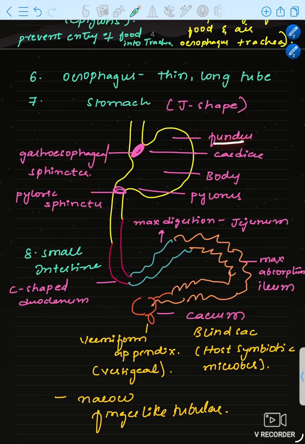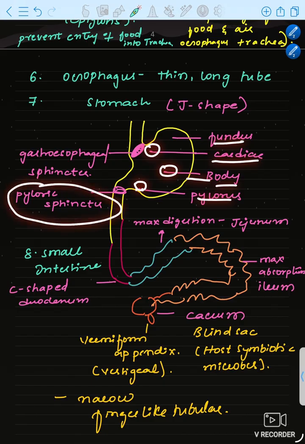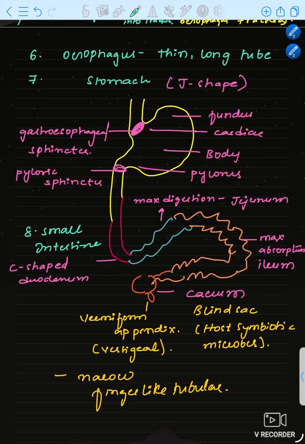This is fundus, cardiac. This is body, and this is pylorus. And here the pylorus part is there. That's why pyloric sphincter. And this is gastro. Gastro means stomach. Esophageal means esophagus. Gastroesophageal sphincter. And stomach is done.